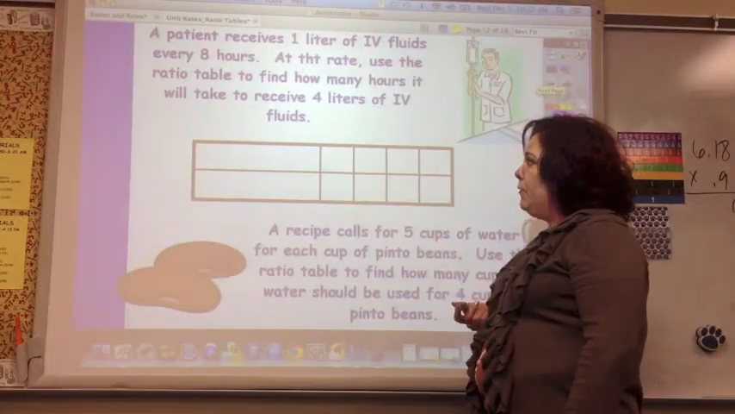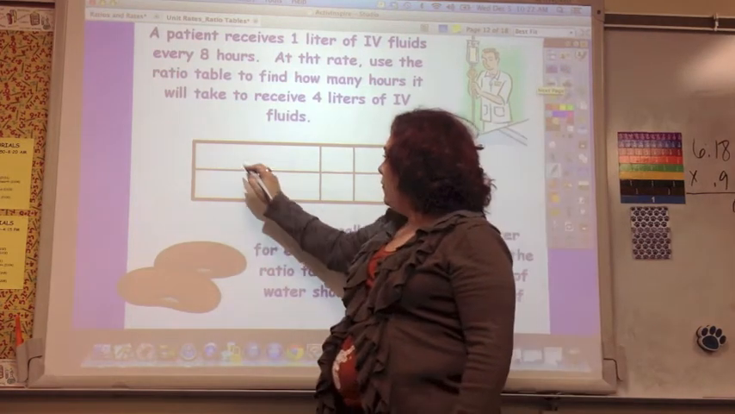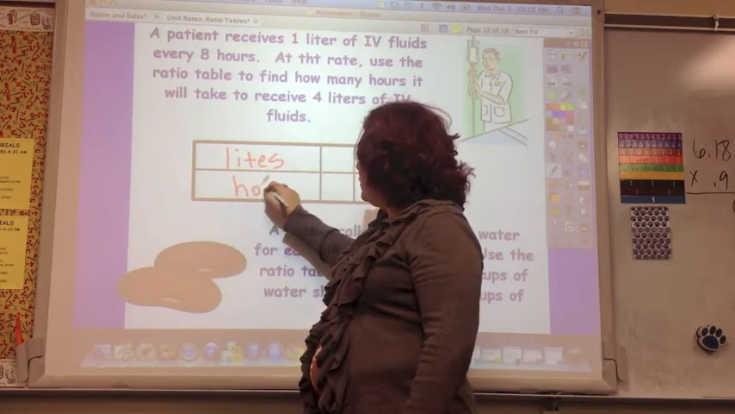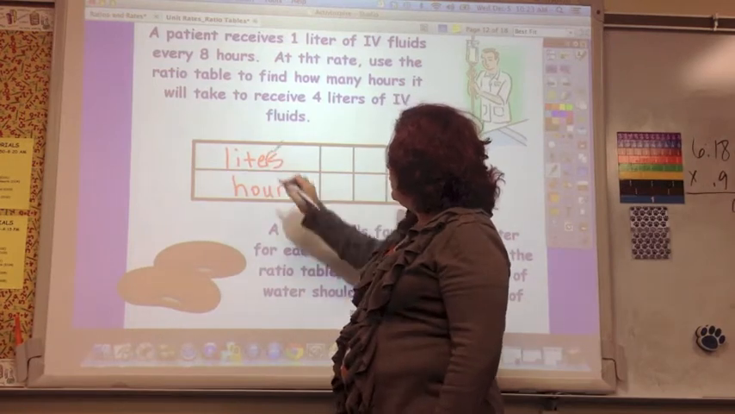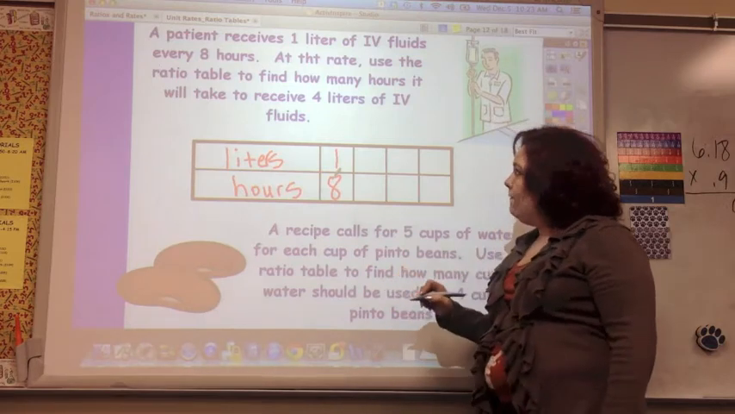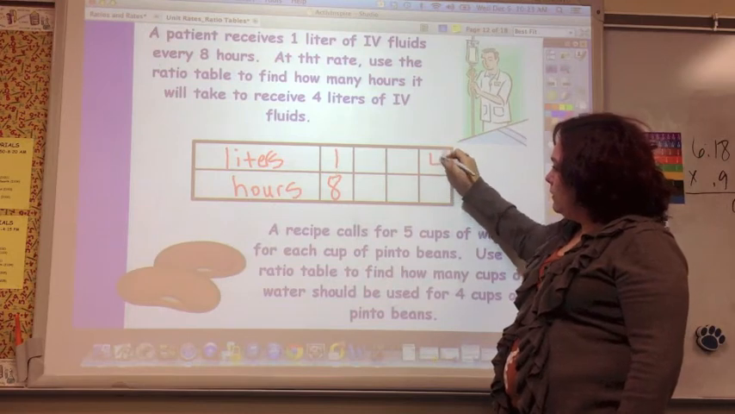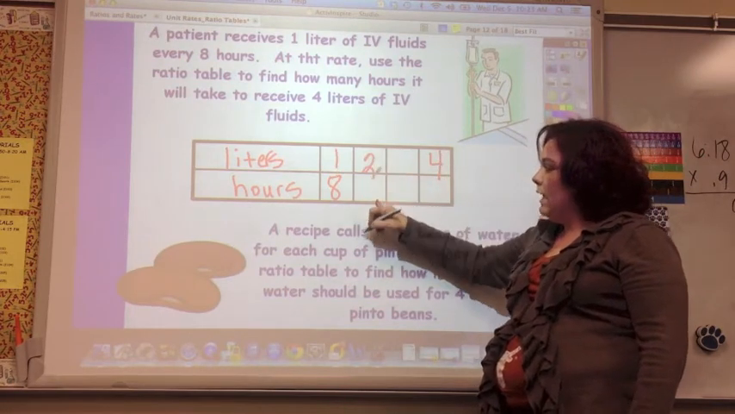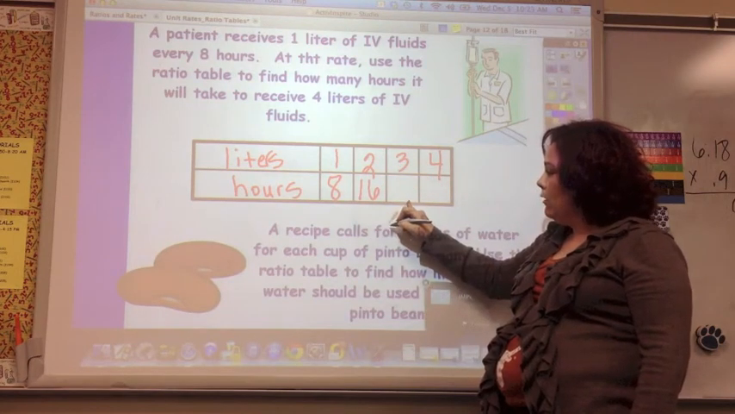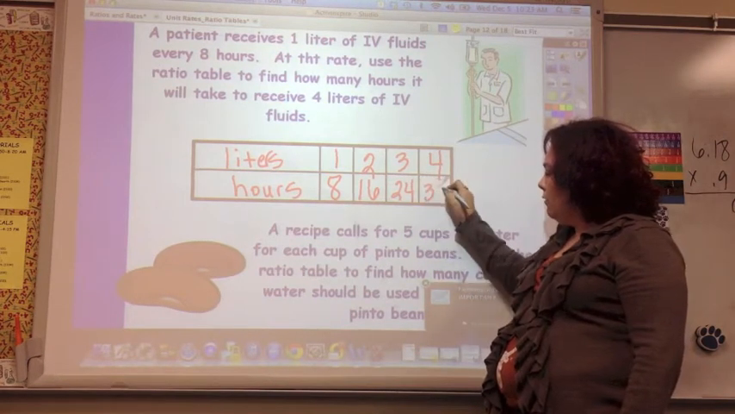Label your table. A patient receives 1 liter of IV fluids every 8 hours. So liters and hours. So 1 liter in 8 hours. And you want to find out how long it will take to receive 4 liters. So 2 would take how much time? 16. And 3 would take 8 more, so that's 24. And 4 would take 8 more, so 32.